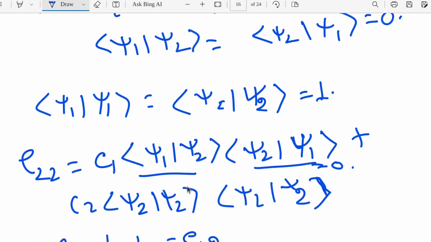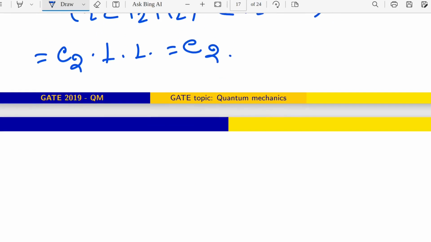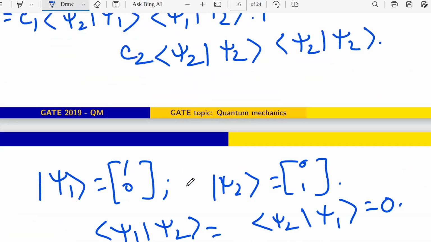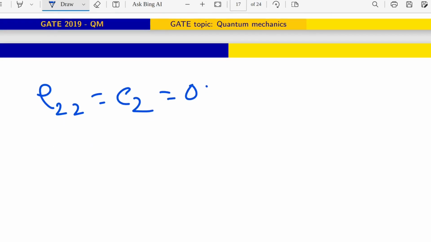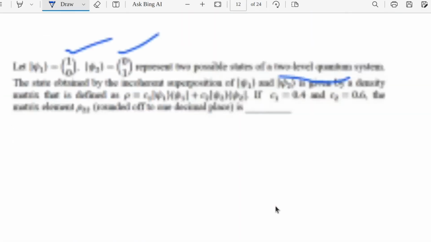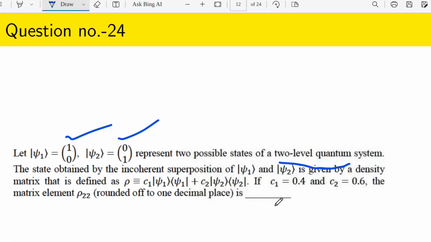So as you have already shown, row 2 2 is C2, and the C2 value is given as, let me check what the value of C2 is here. C2 is 0.6. So I can simply write here that C2 is 0.6. So what will be the value for row 2 2? The row 2 2 value will be 0.6. So coming to the question again, that will be 0.6. This is the answer.